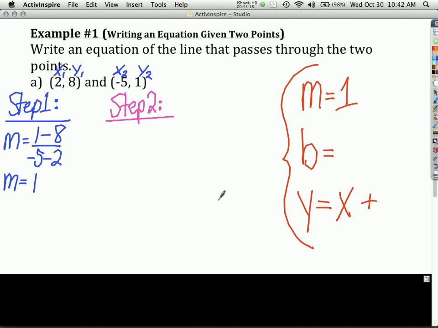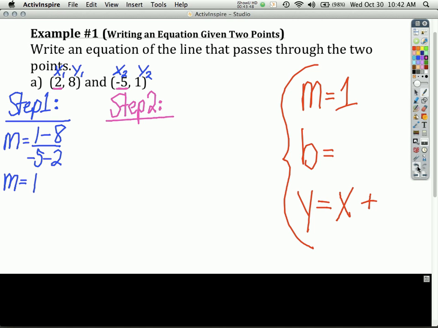We have to find the y-intercept. I don't have the graph. I don't want to draw the graph. So I have to figure out how to calculate it. Now we learned last time that when one of these is 0, the y-coordinate is the y-intercept. That's another connection that you should be able to make. But unfortunately, neither of these are 0. So the y-intercept is not given to us.